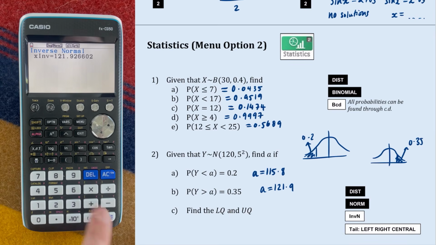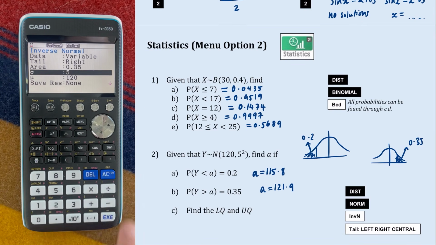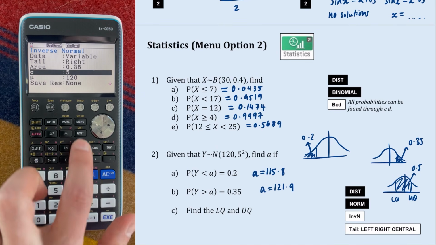Now there's this final thing that you can do here. If they ever want you to find the quartiles, the lower quartile or the upper quartile, well, that's actually talking about data that is in the middle 50% of the data. So the lower quartile would be here, the upper quartile would be here, and the area in this middle section would be 50% or 0.5.